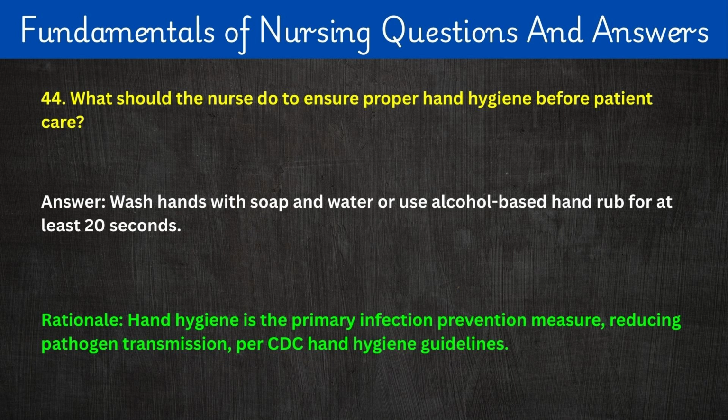44. What should the nurse do to ensure proper hand hygiene before patient care? Answer. Wash hands with soap and water or use alcohol-based hand rub for at least 20 seconds. Rationale. Hand hygiene is the primary infection prevention measure, reducing pathogen transmission, per CDC hand hygiene guidelines.